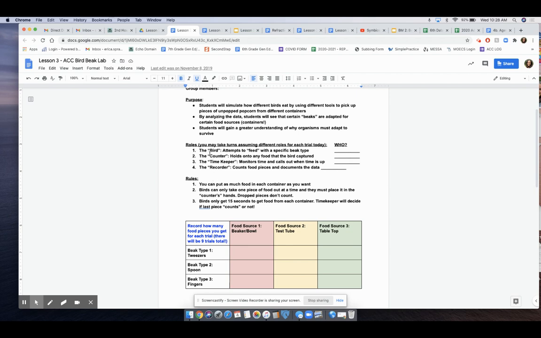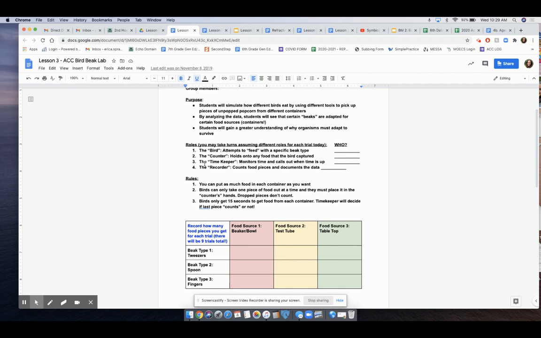So one person will be the bird, and they are the only person that attempts to feed with the specific beak type. So they are the only people that are allowed to pick the corn, and they can only take 1 piece of corn at a time. Okay, the counter is the person who will hold on to any food that the bird captures. Now, sometimes we don't have enough people. The bird can just drop the food someplace that makes it easy to count and is separate from the original food pile. Now, this is a really important job.